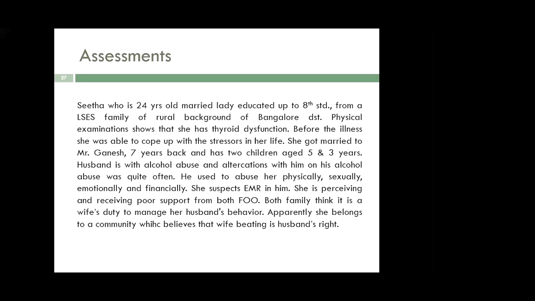Both families of origin, meaning her family of origin and her husband's family of origin. Both families think it is a wife's duty to manage her husband's behavior. Apparently, she belongs to a community which believes that wife beating is the husband's right. So this is the community perspective, or community picture, in this case. Next slide.